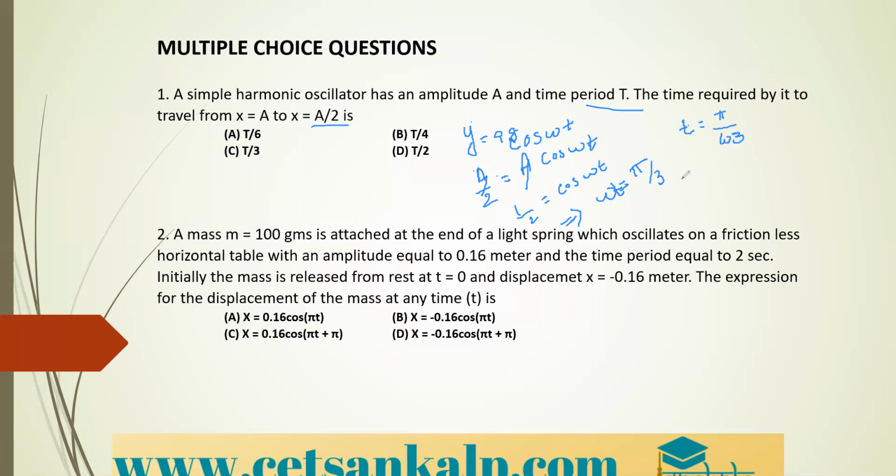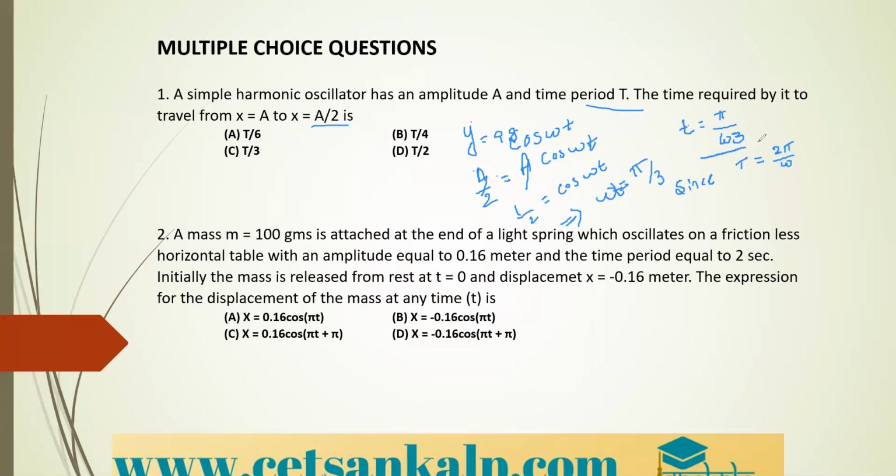But as we know, time period is equal to 2 pi divided by omega. This is nothing but the relation between time period and angular frequency, given by capital T is equal to 2 pi by omega.